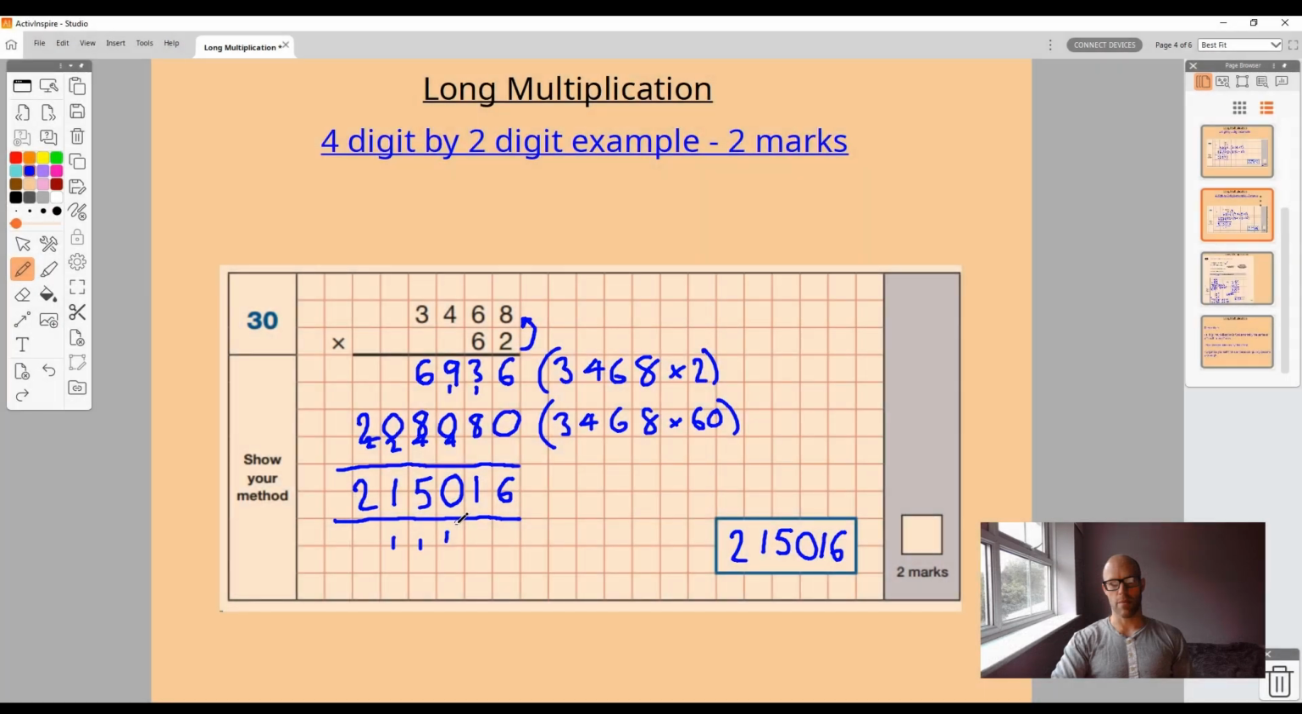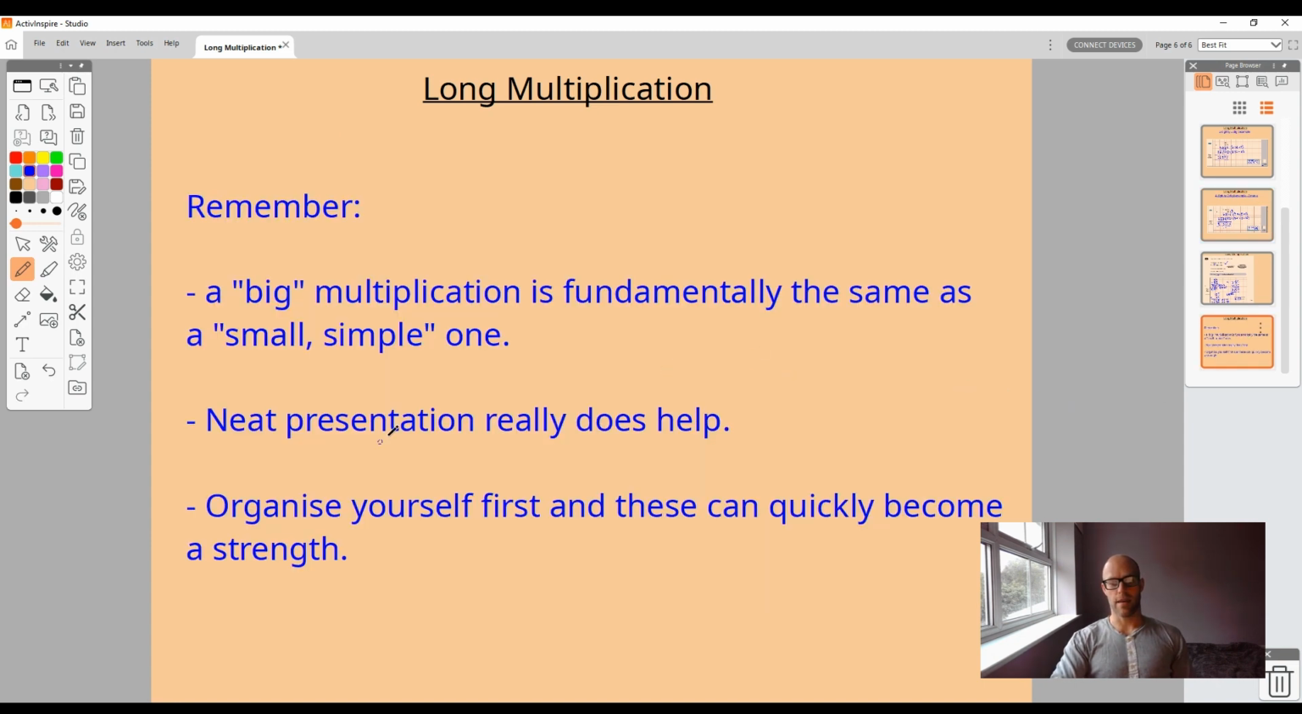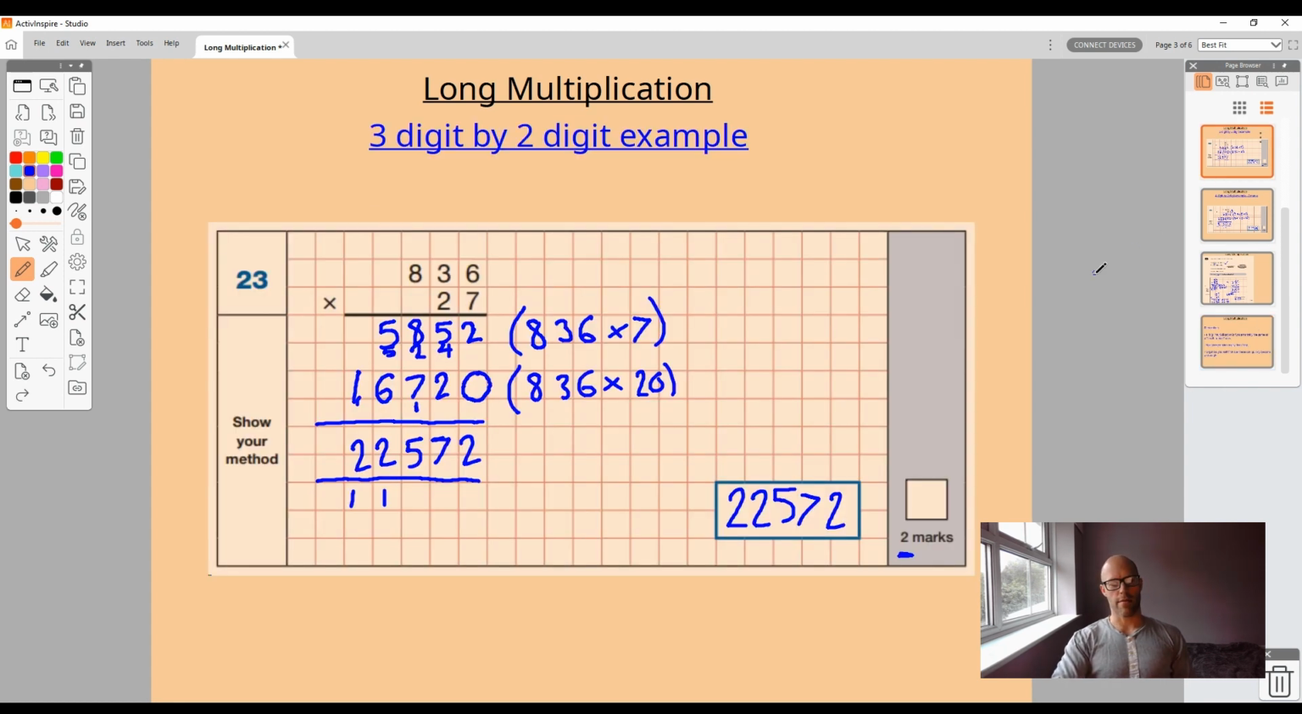Neat presentation really does help. If you start to bunch these things up, if you start to not write one number per box, or if they start overlapping slightly, you're going to lose track of what you're exchanging. And if you drop an answer right at this last stage when you've done so much good learning for your multiplication here, it's just a bit sad, really, isn't it?